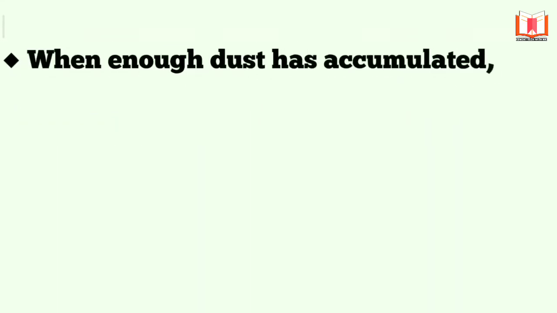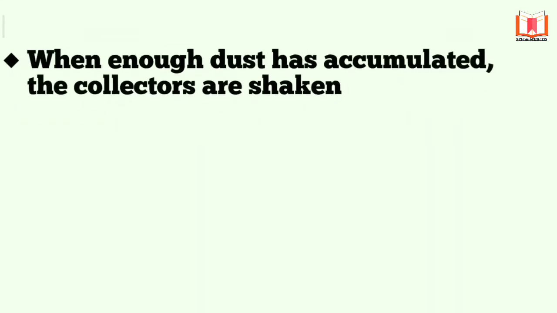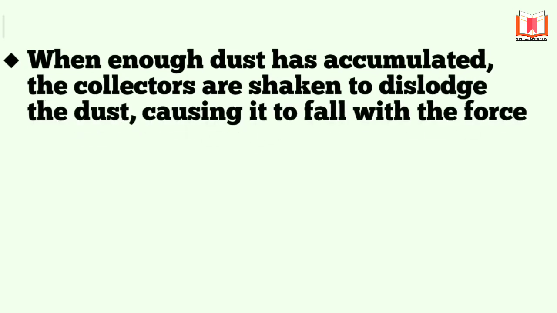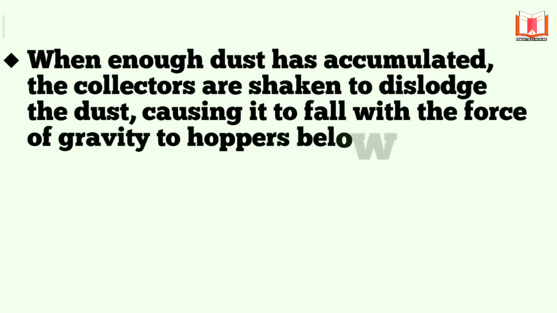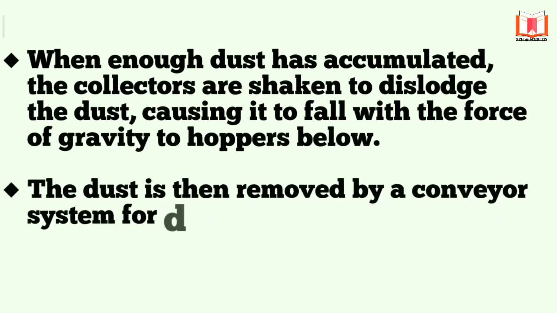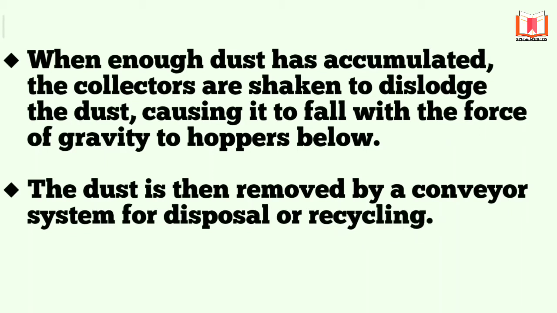When enough dust has accumulated, the collectors are rapped to dislodge the dust, causing it to fall with the force of gravity to hoppers below. The dust is then removed by a conveyor system for disposal or recycling.